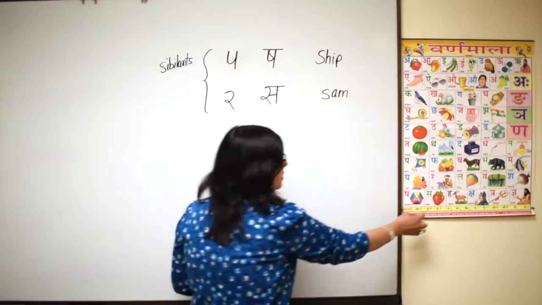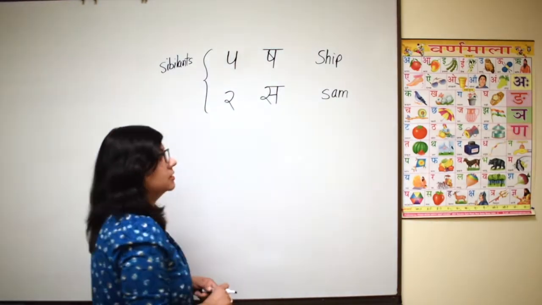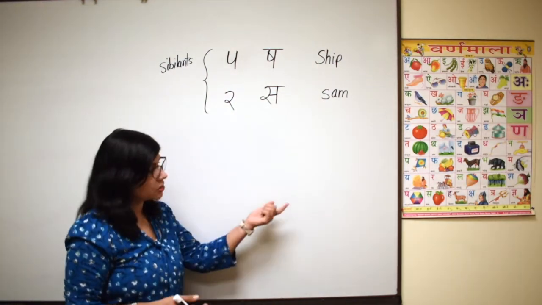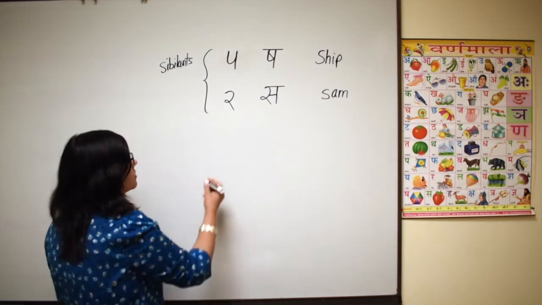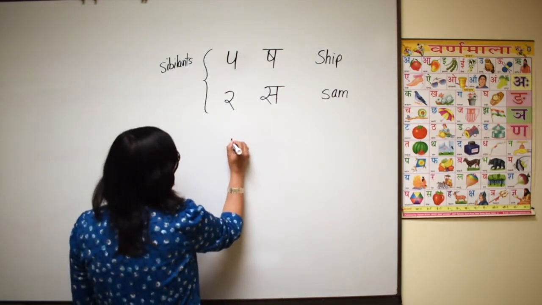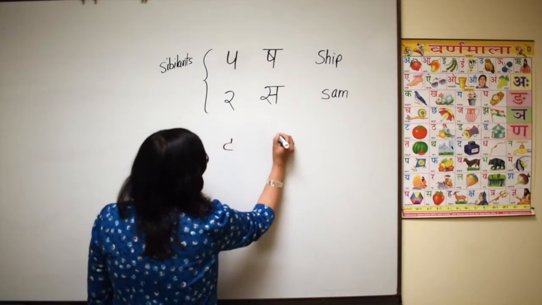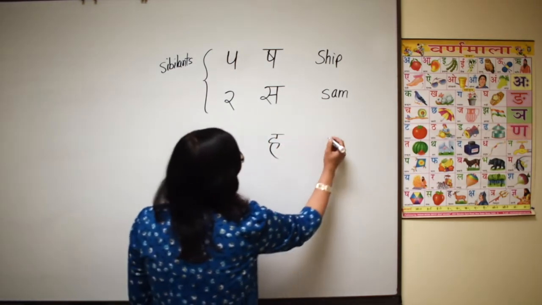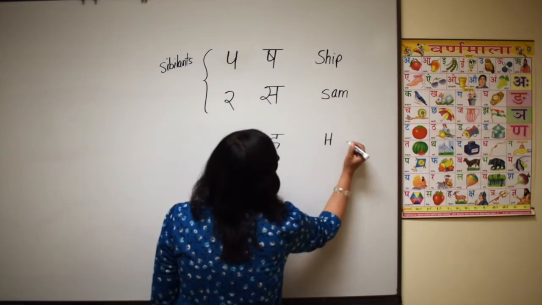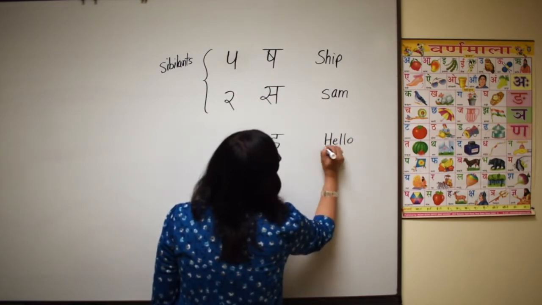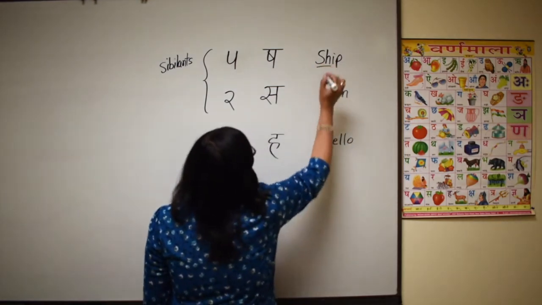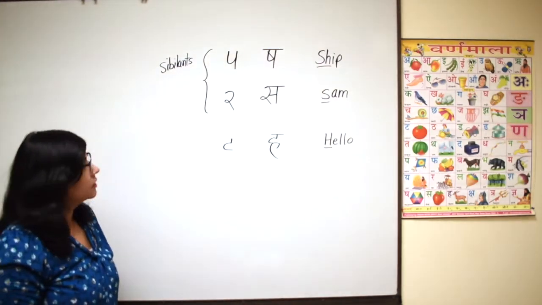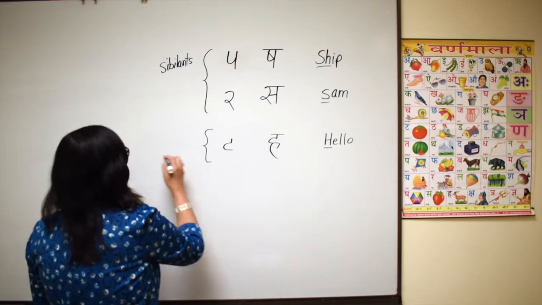The next one is an aspirate, which means you have to make a h sound, and that's actually the H in Hindi. And here's how we make it, like this. H. Okay, like hello. H. And that's our aspirate.